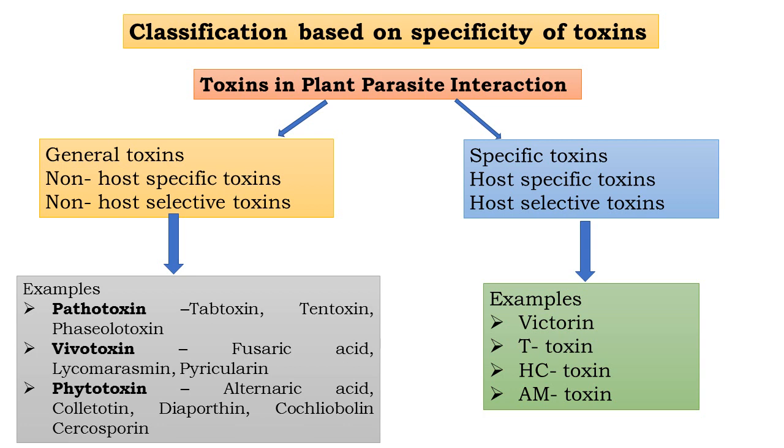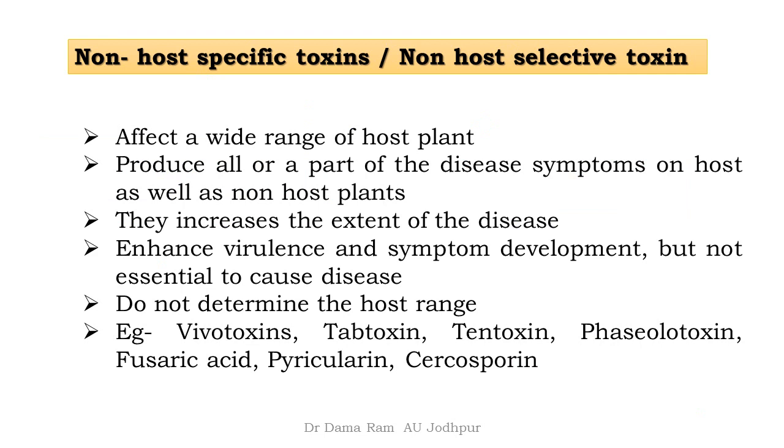In examples, if we see the pathotoxin, vivotoxin, and phytotoxin, like TAP toxin, tentoxin, phaseolotoxin, fusaric acid, lycomarasmin, piricularin, alternaric acid, colletotin, cochliobolin, these all are non-host-specific toxins, and specific toxins are victorin, T toxin, SC toxin, and AM toxin.